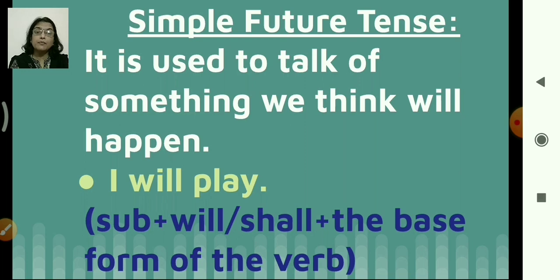Now in the same way we have the simple future tense. For future tense again four parts are there.